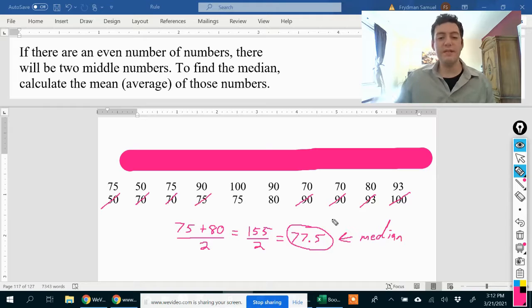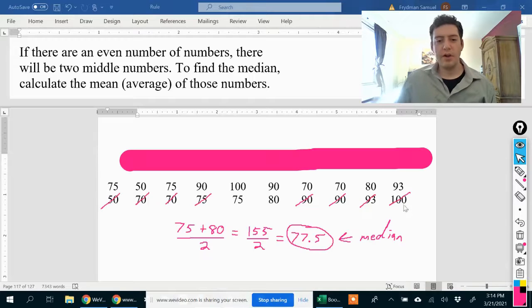Okay, again, we had an even number of numbers there. How many numbers did we have? 1, 2, 3, 4, 5, 6, 7, 8, 9, 10. We had 10 numbers there. 10 is an even number. It's divisible by 2.